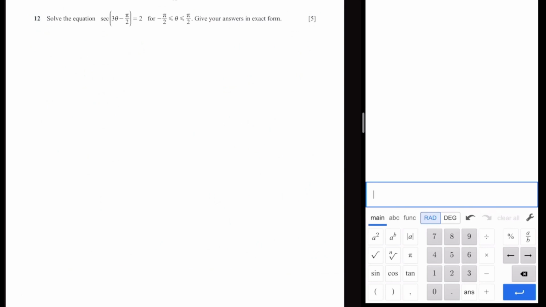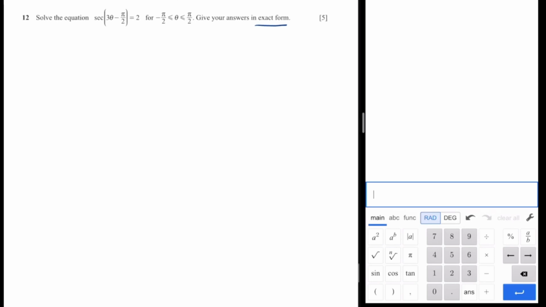Question number 12. So another annoying question here, where you have to give your answer in exact form, and it's 5 marks worth. But I guess this is not too bad because it's only secant of 3 theta minus pi over 2. Of course you can't press secant in your calculator. If you can, that would be a different thing, but I don't think that kind of calculator is allowed in your examinations. At this point, students should be aware that secant x can be converted to 1 over cos x. So you just use this identity and replace the secant, so cos of 3 theta minus pi over 2 is equivalent to 2.